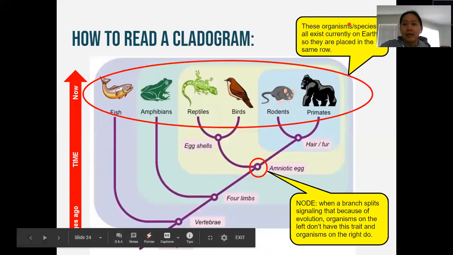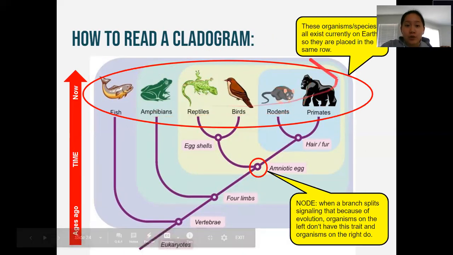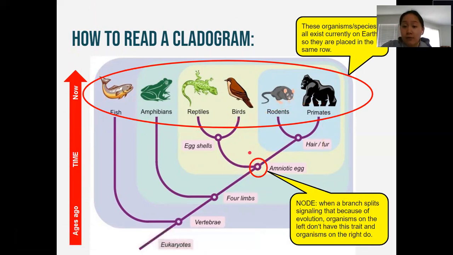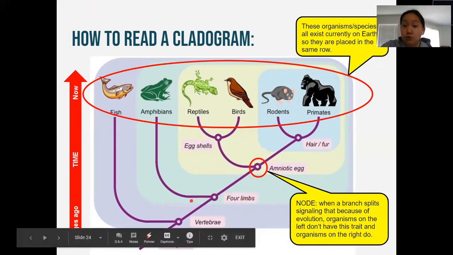So again, like I said, these organisms all currently exist. That's why they're on a line at the top, because we're going from ages ago all the way up until now. This is just time's passage. And then each node is when a branch splits, signaling that because of evolution, organisms on the left do not have this characteristic or this trait, but the organisms to the right of this split do.